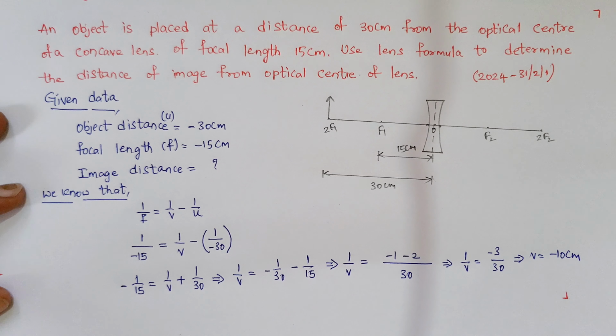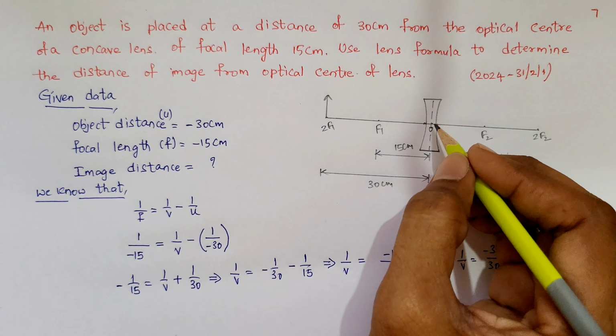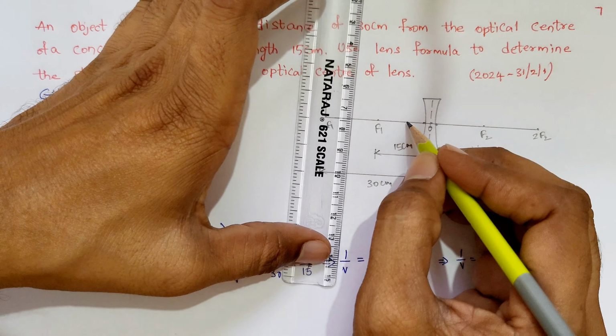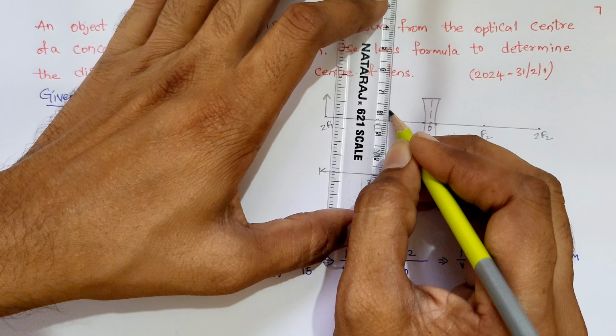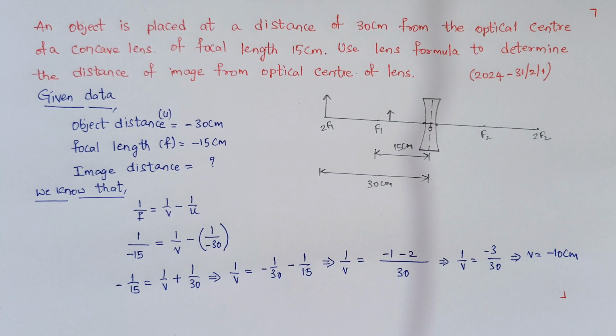So the image will be formed at 10 centimeters from the optical center. 10 centimeter means somewhere here. See, from the optical center to the focus it is 15 centimeters. So approximately here 7.5 and here 10. So approximately here image will be formed. So we know that the image formed by the concave lens will be always formed between the optical center and the focus.